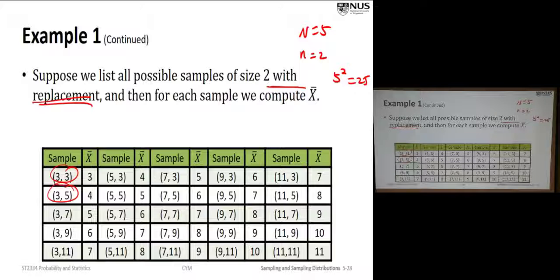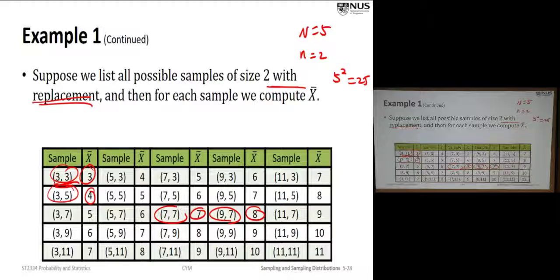So you can have 3, 3, or 3, 5, and so on. The sample mean for this one is 3, for this one is 4, for this one is 7, for this one is 8. These are the sample means. Did I miss any possible sample? No, there are only 24.